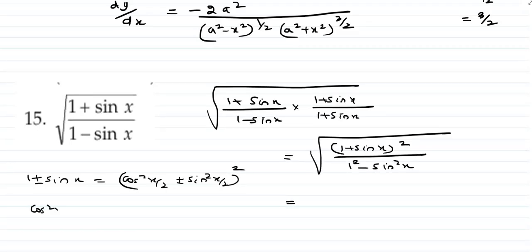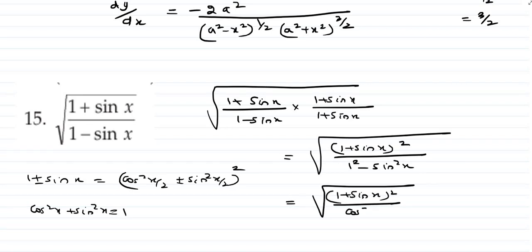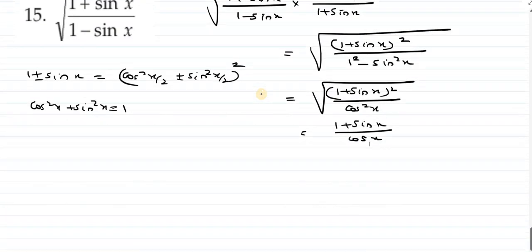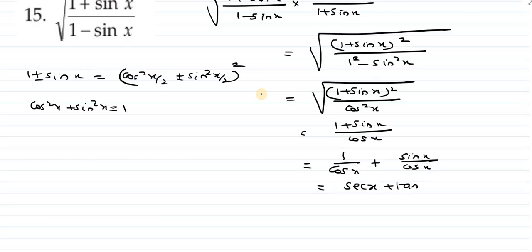But we know that cos square x plus sin square x is 1. So 1 minus sin square x is cos square x. So 1 plus sin x the whole square divided by cos square x. On taking it outside the root, it will be 1 plus sin x by cos x. Correct? So you can separate it as two terms, 1 by cos x plus sin x by cos x. So this is nothing but secant x plus tan x. See, y has become secant x plus tan x. Very simple now for differentiation. Earlier it was complex. Now it is very simple.